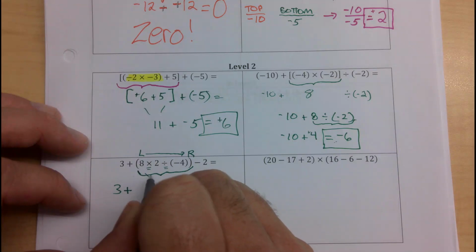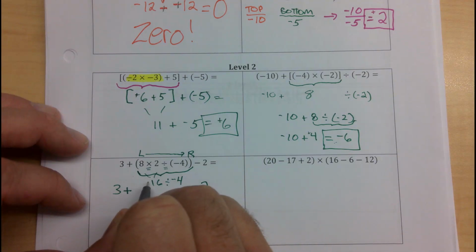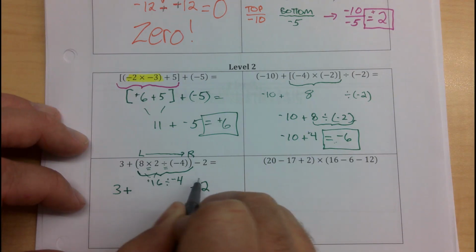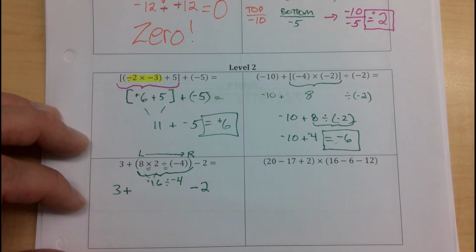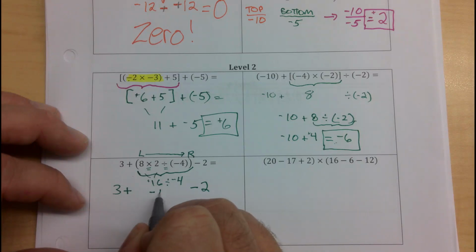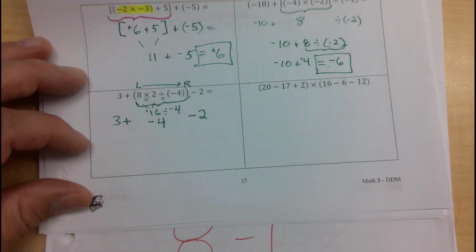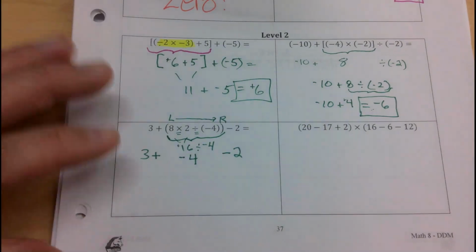8 times 2 is 16, divided by a negative 4. A positive 16, positive divided by negative. Attack the signs first. Deal with the signs first. Positive divided by a negative is a negative. 16 divided by 4 is 4. Now, of course, the spacing on that looks a little crazy. So let me glue everything back together again.